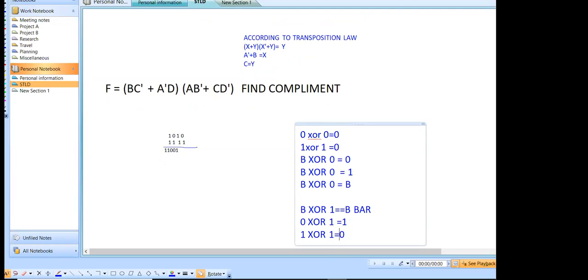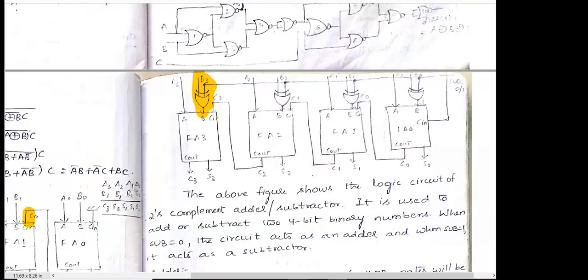I am performing the operation with respect to B. If the B value is 0, the B is performed exclusive OR with 0, then it will be equals to B. If the B is performed exclusive OR with 1, this will be equals to B complement. By using that concept, we are performing here the 4-bit binary adder subtractor circuit. Here, to perform the circuit, we are using the 4 full adders. All A0, A1, A2, A3 are connected as single line. And similarly, all the B inputs మొత్తాన్ని కూడా exclusive OR తో కనెక్ట్ చేస్తున్నాం.